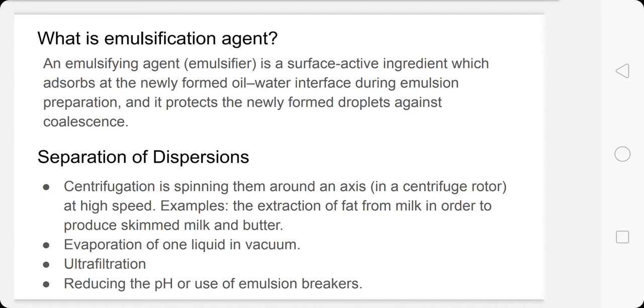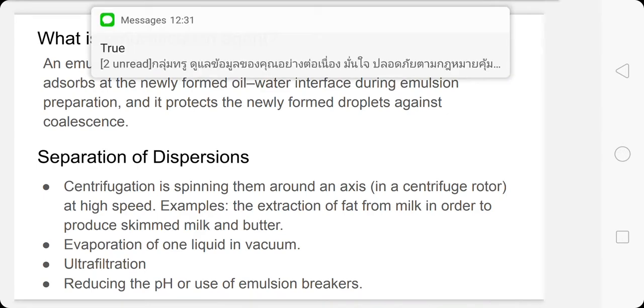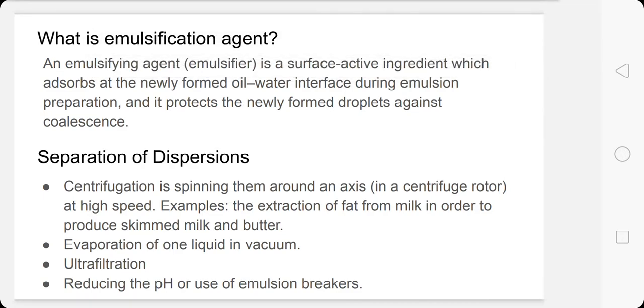Separation of dispersions. Sometimes you want to separate the materials of the dispersions, and one way is centrifugation, that is spinning the dispersions around an axis in a centrifuge rotor at high speed, which gives very high acceleration. A good example is extraction of fat from milk in order to produce skim milk and butter.